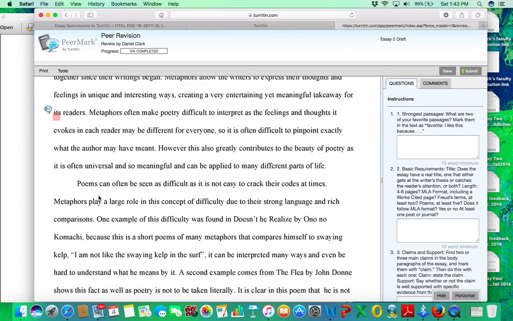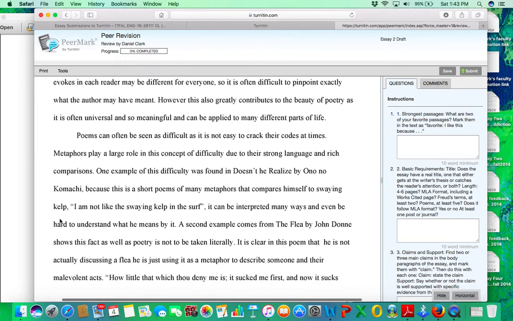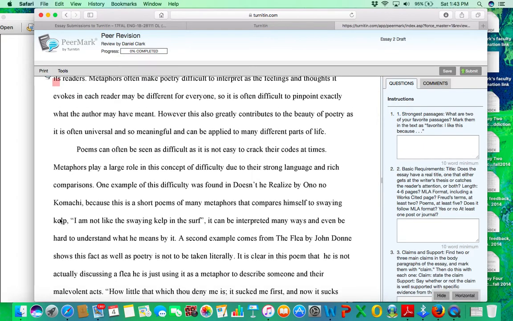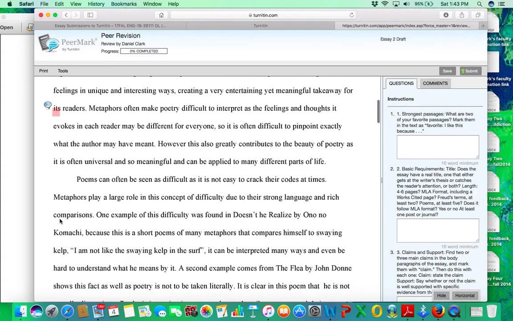Metaphors often make poetry difficult to interpret as the feelings and thoughts it evokes. Again, it should be they. Metaphors, they evoke in each reader may be different for everyone, so it's often difficult to pinpoint exactly what the author may have meant. However, this also greatly contributes to the beauty of poetry, as it is often universal and so meaningful, and can be applied to many different parts of life.